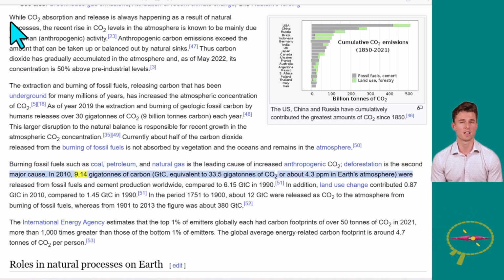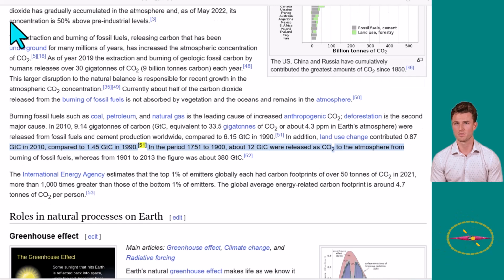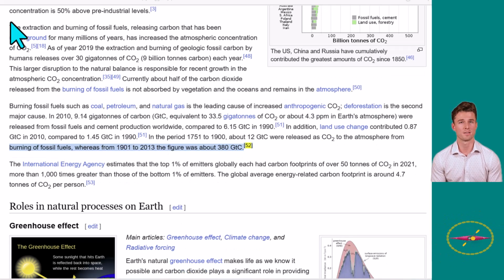In 2010, 9.14 gigatons of carbon, GtC, equivalent to 33.5 gigatons of CO2 or about 4.3 ppm in Earth's atmosphere, were released from fossil fuels and cement production worldwide, compared to 6.15 GtC in 1990. In addition, land use change contributed 0.87 GtC in 2010, compared to 1.45 GtC in 1990. In the period 1751 to 1900, about 12 GtC were released as CO2 to the atmosphere from burning of fossil fuels, whereas from 1901 to 2013 the figure was about 380 GtC.